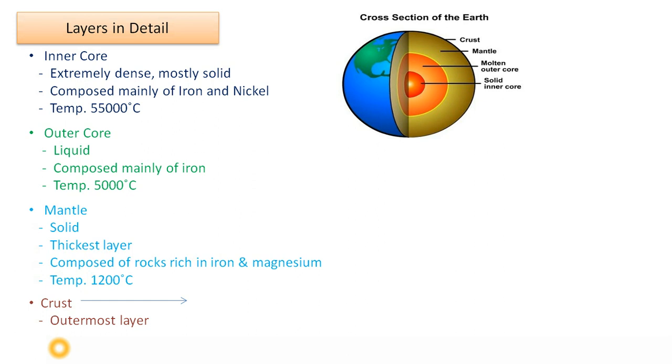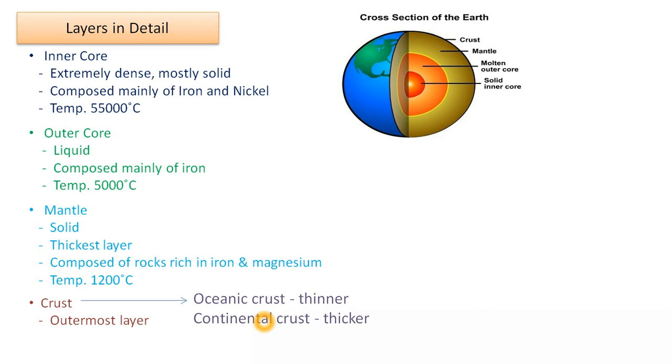In crust also we have two types of crusts. One is oceanic crust and the other one is continental crust. Now, what do we mean by this? The outermost layer which is located below the ocean basin is called the oceanic crust, and it's even thinner than continental crust. And the continental crust is located under the continents, so it's comparatively thicker. But yes, crust is anyway a thin layer when compared to mantle and cores.